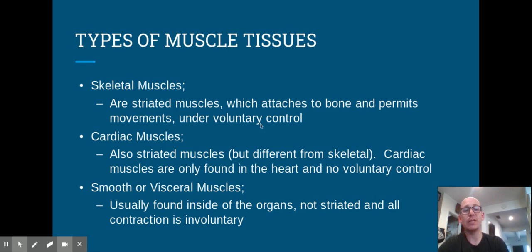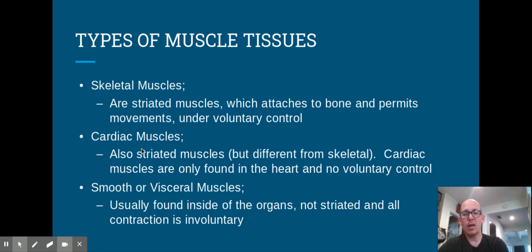Okay, so you have complete control over your body movement. Like you can tell your arm, your bicep, to contract. You don't really do it, you just think it and it happens. The other two types are not under your conscious control.